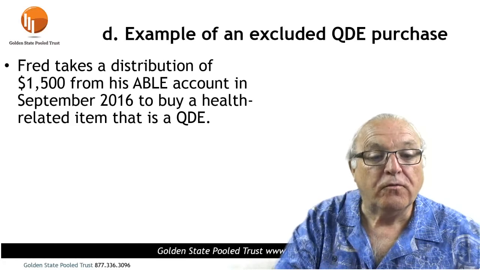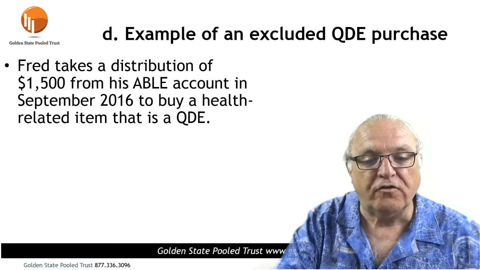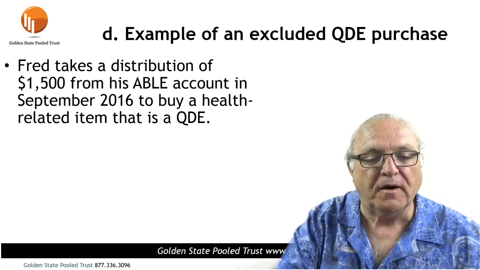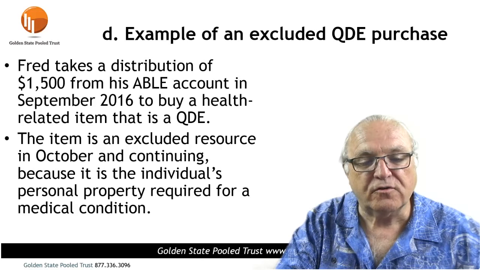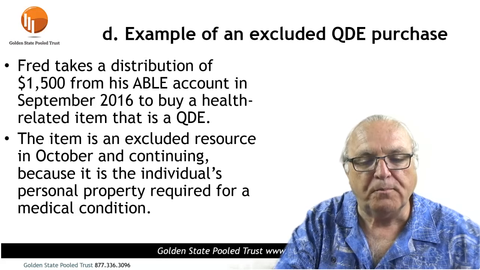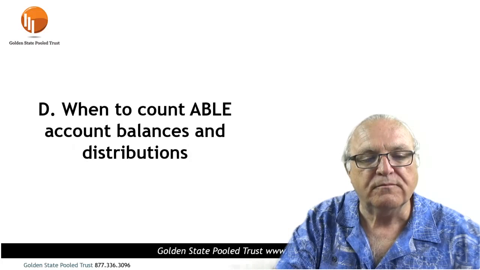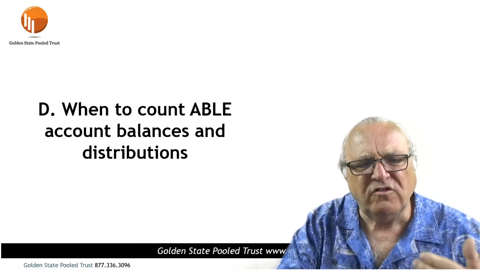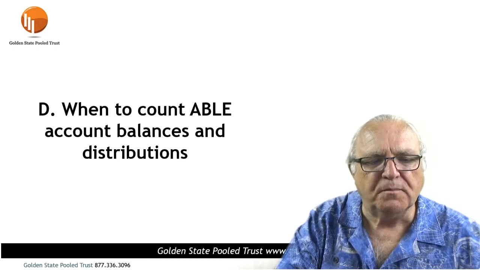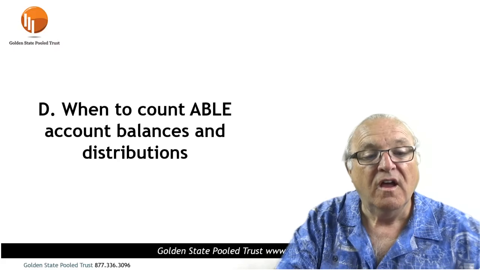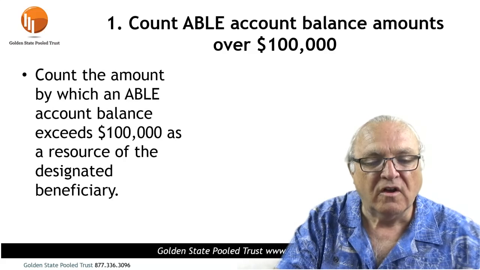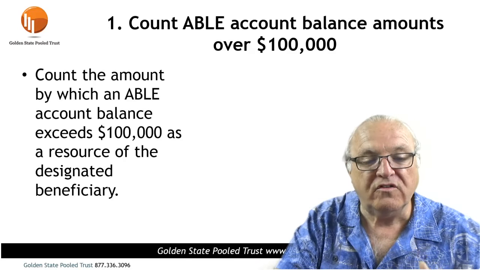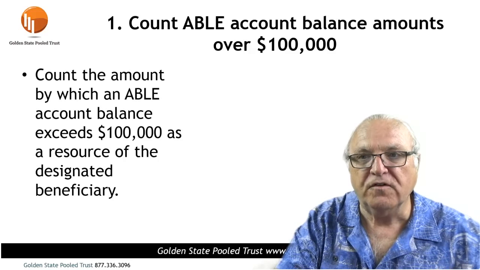Here's another example. Fred takes a distribution of $1,500 from his ABLE account in September 2016 to buy a health-related item, which is a QDE. The item is an excluded resource in October and continuing because it is the individual's personal property required for a medical condition. So when do you count ABLE account balances and distributions? Count the amount by which an ABLE account balance exceeds $100,000 as a resource of the designated beneficiary.